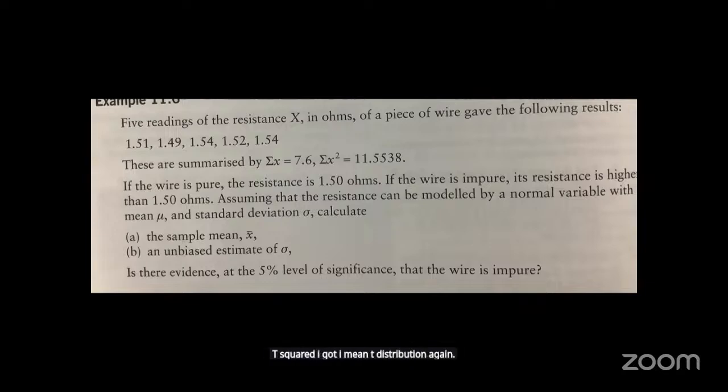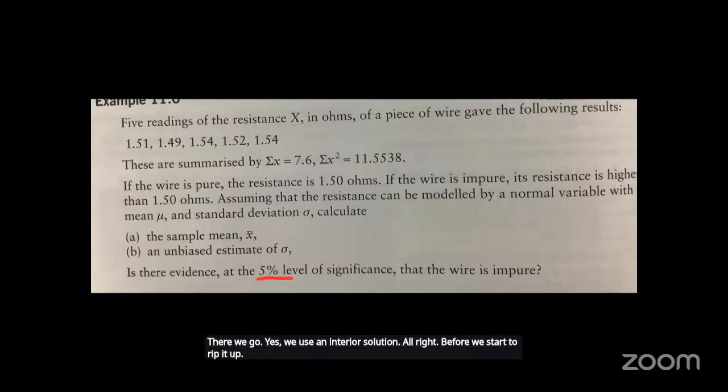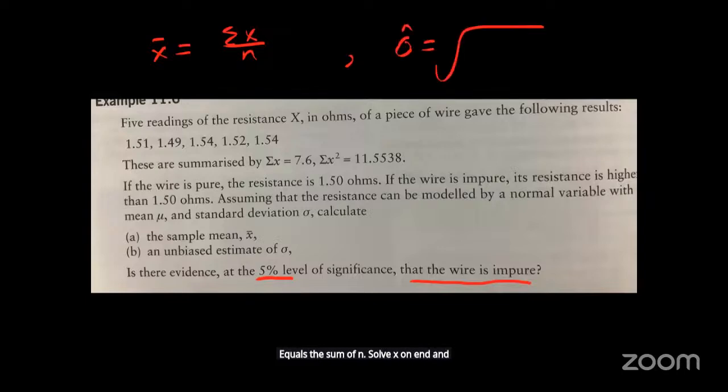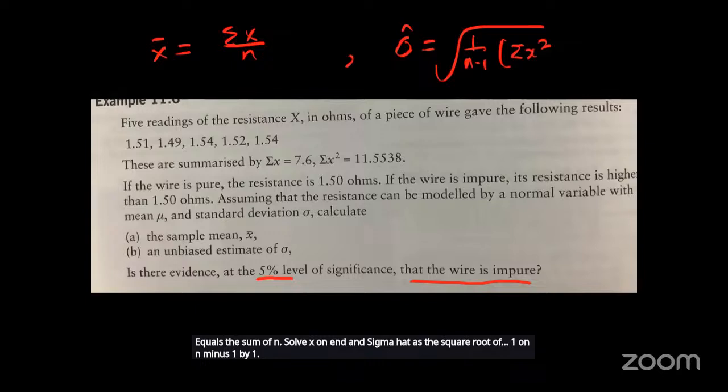Do me a favor before we start to write it up. It's a 5% test we're doing, and we have to figure out H0 and H1. Just do me a quick favor: find x bar and find sigma hat. I'll give you the formula one time. Sigma hat is the square root of 1 on n minus 1 times the sum of x squared, where x bar is the sum of x on n.